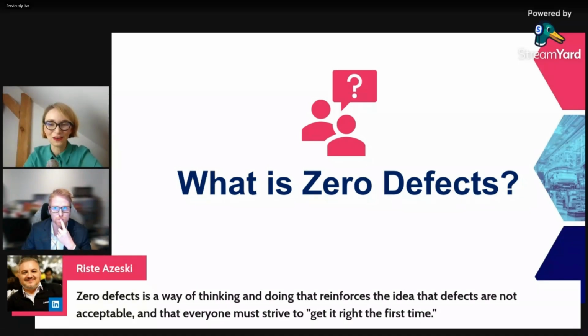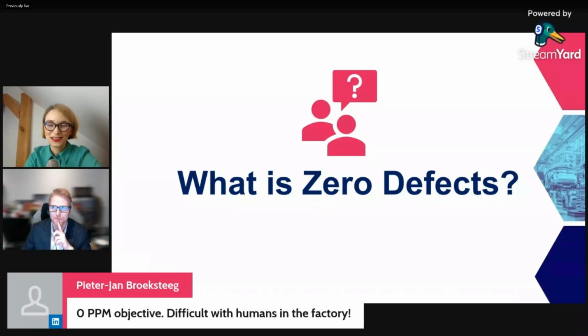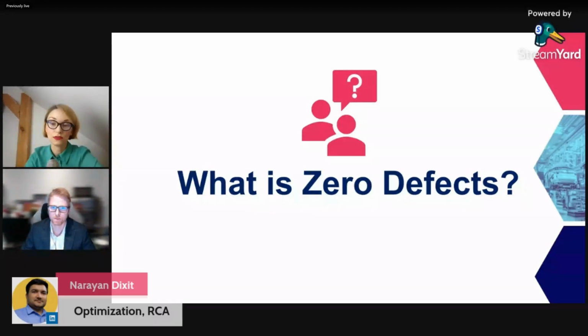Zero defects is a way of thinking and doing that reinforces the idea that defects are not acceptable and that everyone must strive to get it right the first time. Oh, I really like this, get things right the first time. Hello, Peter Jan. Zero ppm objective. Yes, could be. This is a very quantitative approach to this. Difficult with humans in the factory. Yes, that's true. It's difficult to achieve.